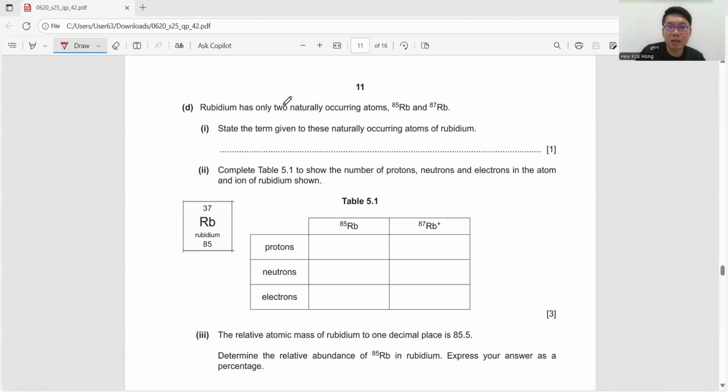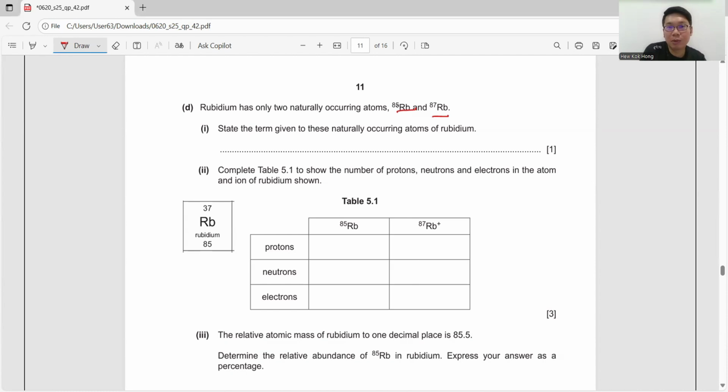D. Rubidium has only 2 naturally occurring atoms, which is this and this. State the term given to these naturally occurring atoms of rubidium. They have different mass, so they are isotopes.